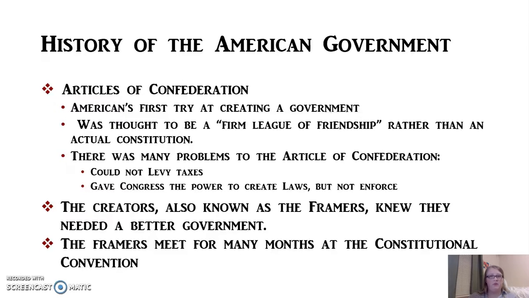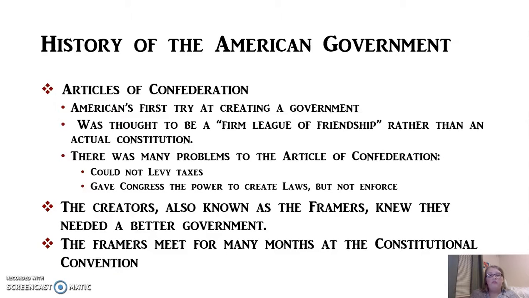There were a couple problems with the Articles of Confederation. First, it could not levy taxes, so the Congress could not impose any tax. Also, Congress could create laws, but they had no way of enforcing them, so they didn't have a president or an executive branch to do that. And after this went on for a couple months, they knew that they had to create something else.